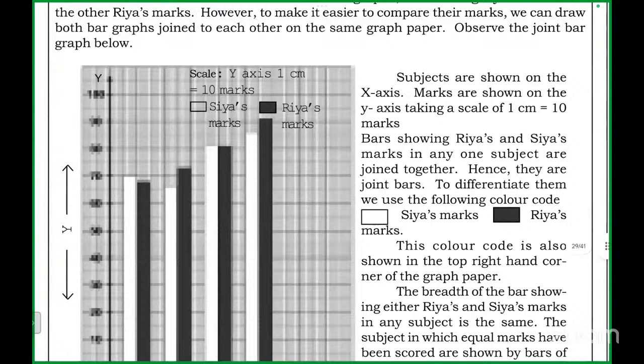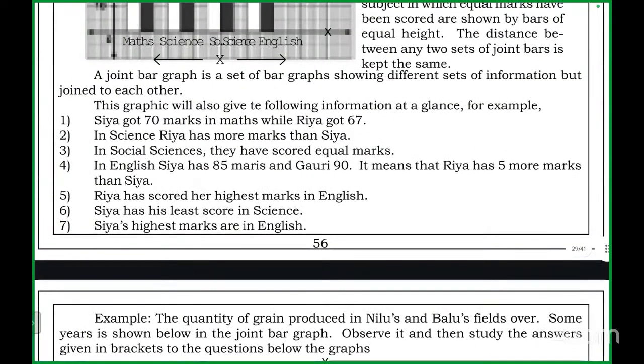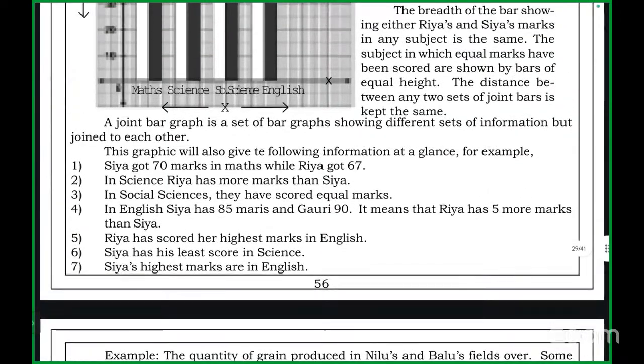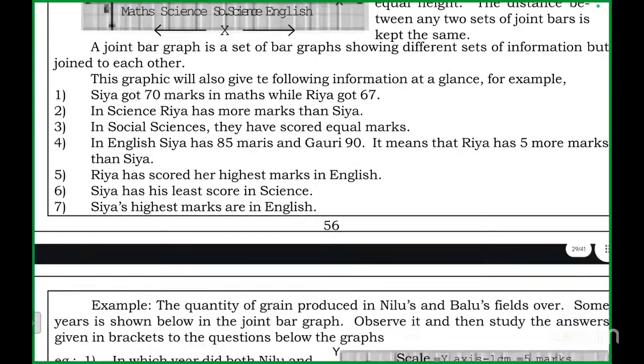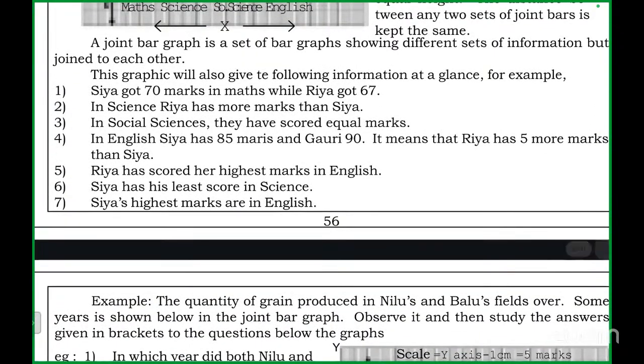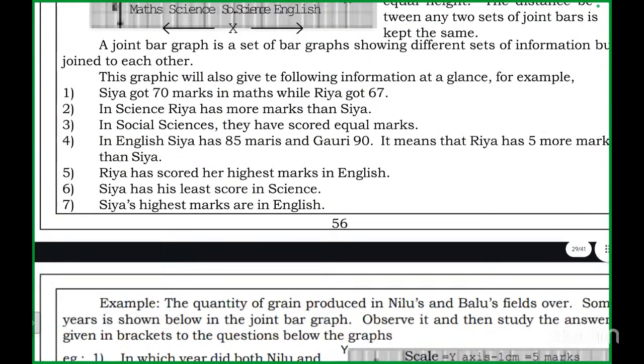Subjects are shown on the x-axis, and on the y-axis we take a scale. Here the scale is taken 10, 20, 30, 40. The scale is 1 centimeter equals 10 marks. The color code is also shown on top. Then you can check the information: Sia got 70 marks in maths while Ria got 67. Or in science, Ria has more marks than Sia. So like that you can compare. These are the joint graphs.